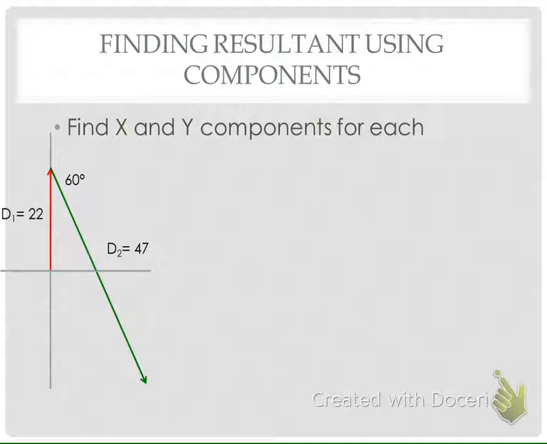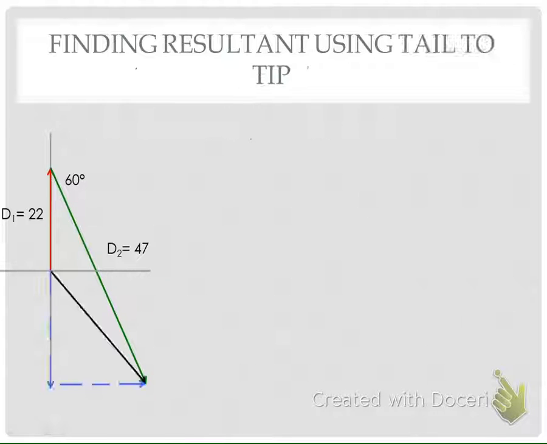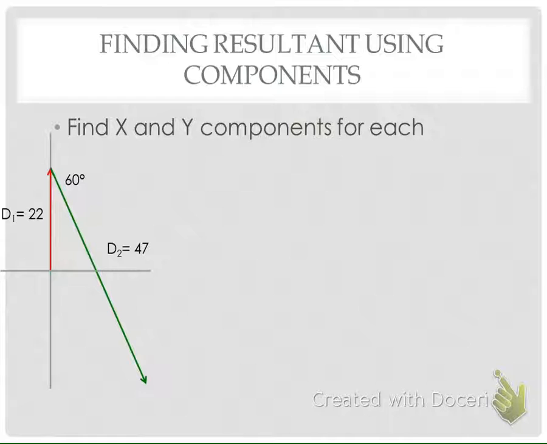If we were to draw it like this, our resultant would go with that black line, right? And that's how we would go about finding our resultant graphically. But it's a little bit complex because we've got an angle up here going on. So what we're going to do is add them mathematically instead.